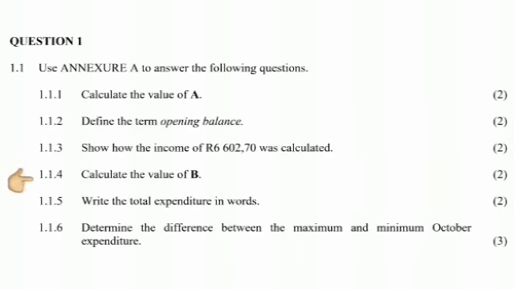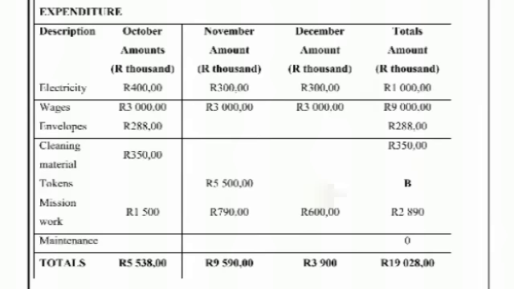Skipping to 1.1.4, because it's still calculating a value, so that we deal with everything that needs you to calculate missing values. So 1.1.4 also wants you to calculate the value of B. So we are going to go back to Annexure A and look for where B is. B is in our total amount in thousands. You can see that there is B in this row of tokens. So we are just trying to find out how I can find the value of B.